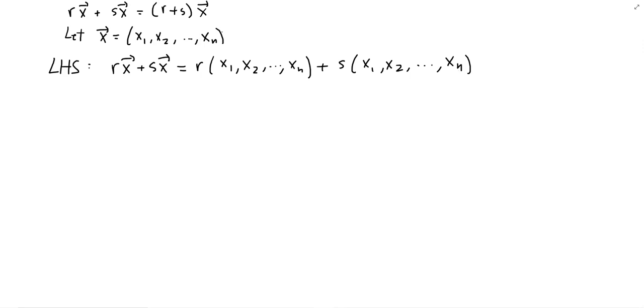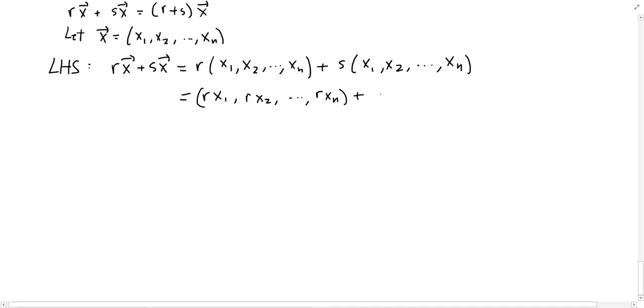In this case, right here what we have is a scalar multiplication of a vector. So I'm going to do the vector multiplication. The scalar multiplication says that I have to distribute R into my vector. Therefore it becomes R times x1, R times x2, to R times xn.